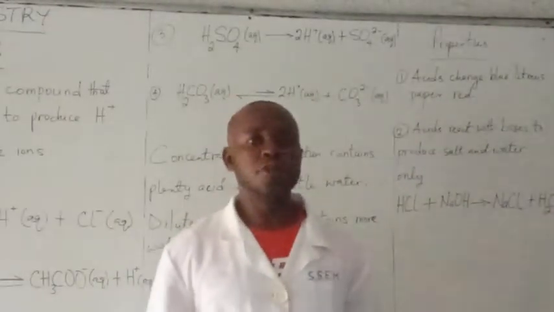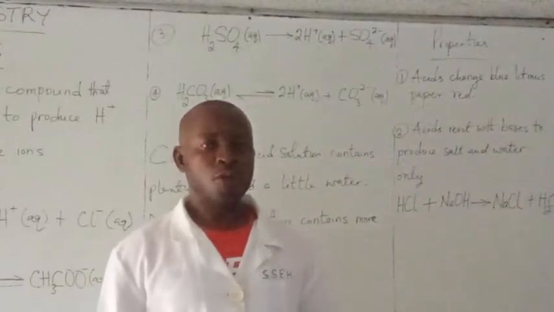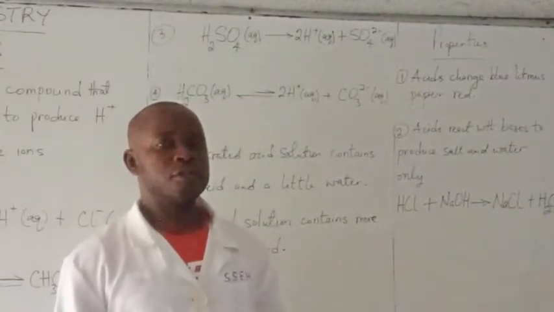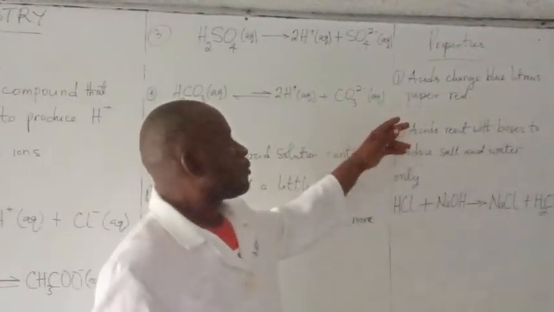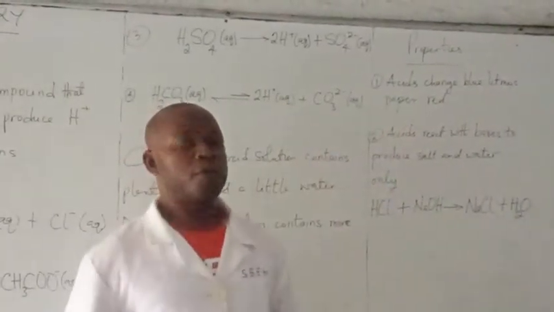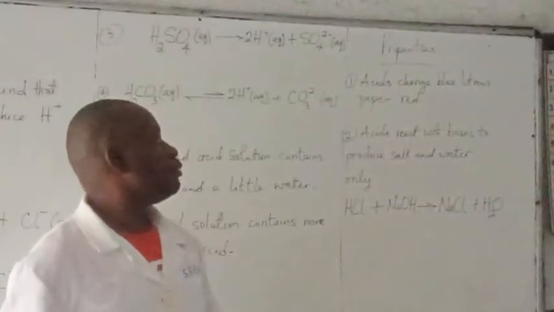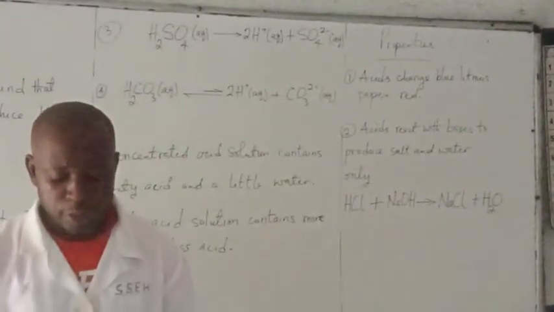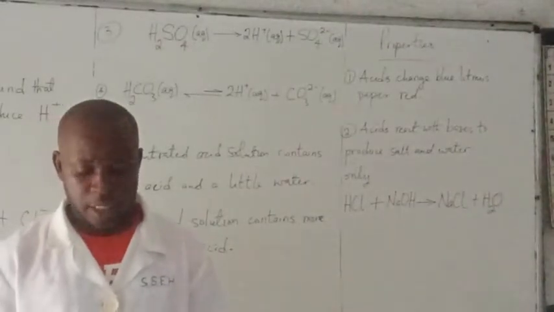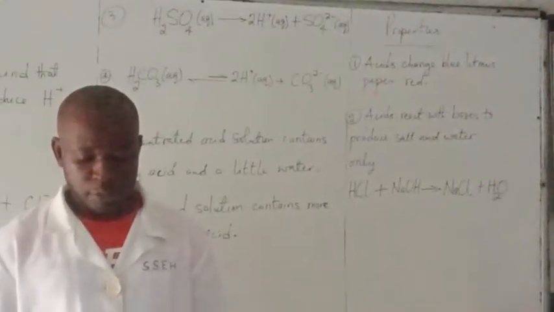Do acids have any use at all? We'll find out if they have certain uses. But before we talk about the uses, let's talk about properties of acids. The first one is a physical property. Acids change blue litmus paper to red. And here with me I have a blue litmus paper. Let us see what an acid does to a blue litmus paper.